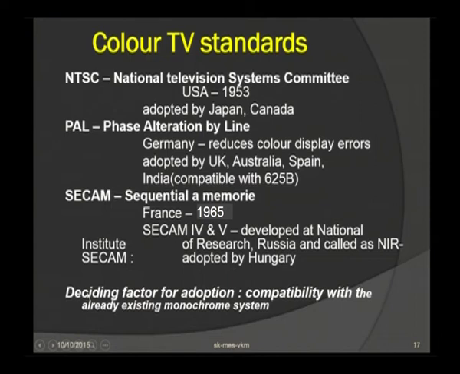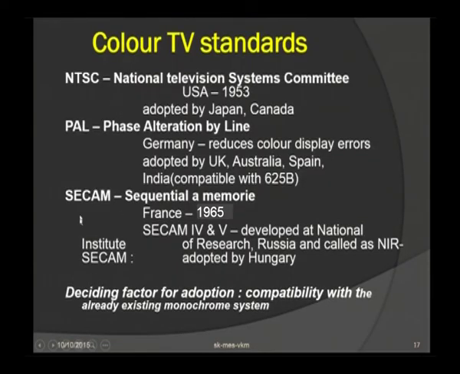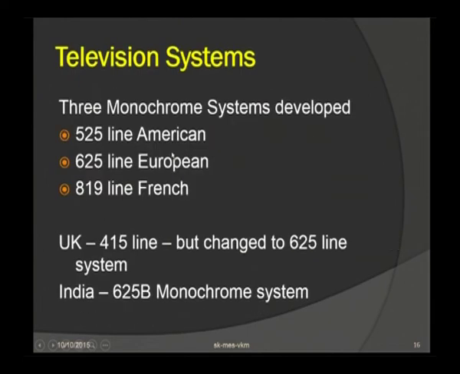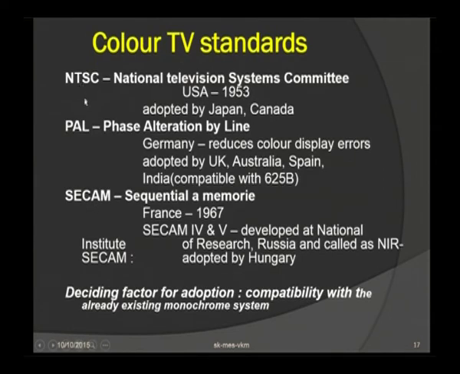The deciding factor for adoption is compatibility with the already existing monochrome system. So, why are there different color standards? Because they had already adopted different monochrome systems, such as those of America, the US, 625, 525, 819. Based on these, they adopted different color TV standards.